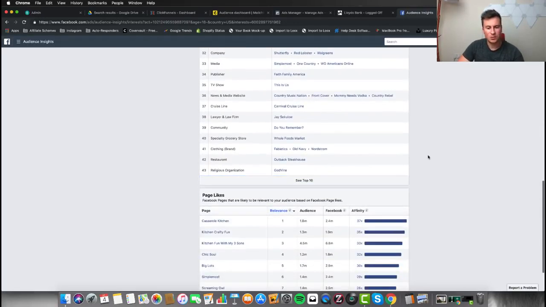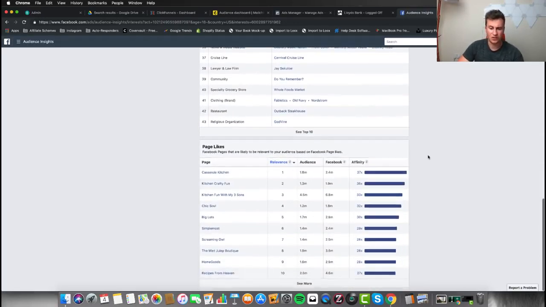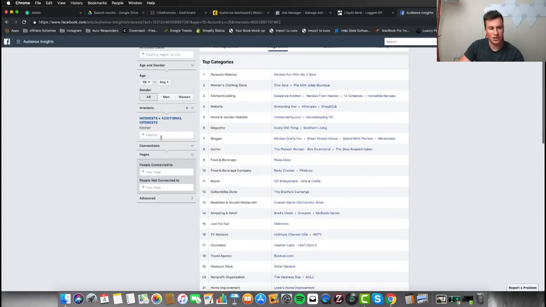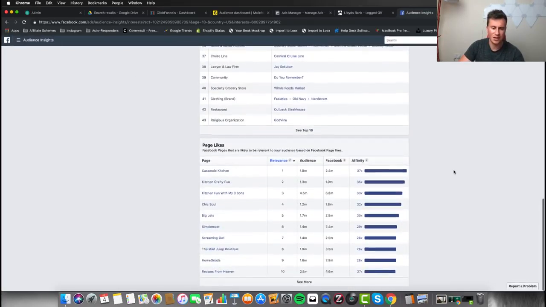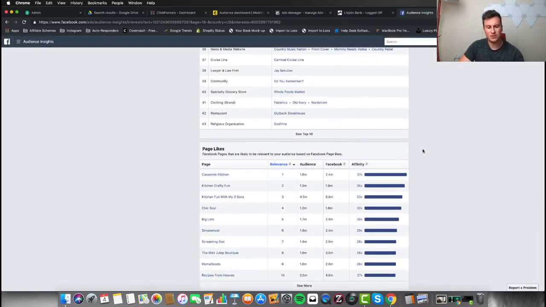Another thing you always need to double check before you actually decide on a certain interest is the page like section and the affinity scores, because essentially the higher the affinity score, the better. So the more relevant that certain page is within the interest you've selected up here. So hopefully that makes sense. So with a 37 affinity score, that's actually quite low.